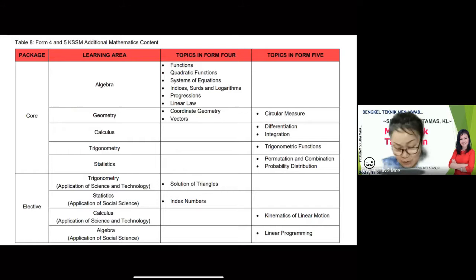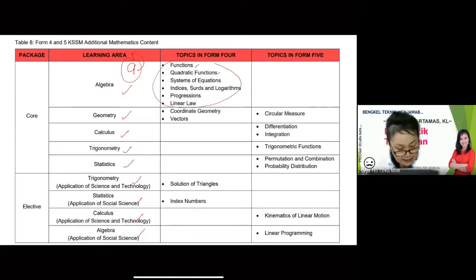Okay, so the topics that I gave you in Form 4 and Form 5 are divided into a few areas. We have 9 areas, 9 learning areas here. And the topics here, 1, 2, 3, these are the Form 4 topics.